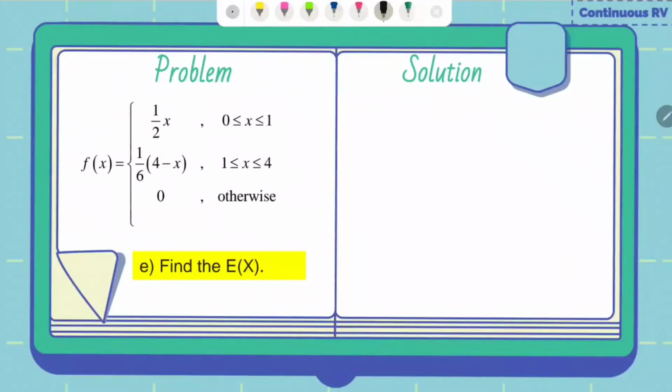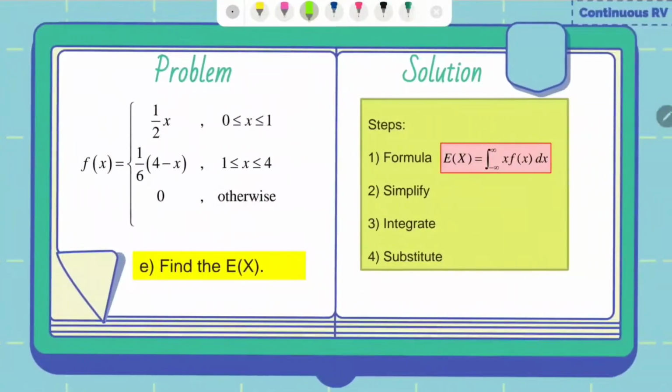Hello there! In this video, we will learn about finding the expected mean, also known as E(X), then E(X squared), and lastly the variance of X, when the function given is the probability density function written as small f of x. There are 4 steps in solving this problem. The first step is the formula. You must memorize this formula, because if not, then you will not be able to answer this question.